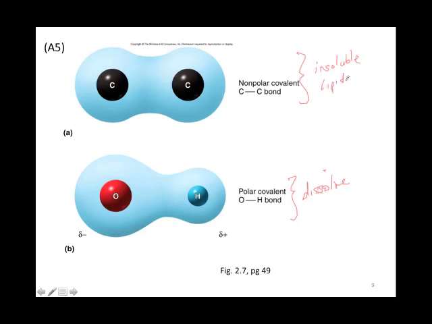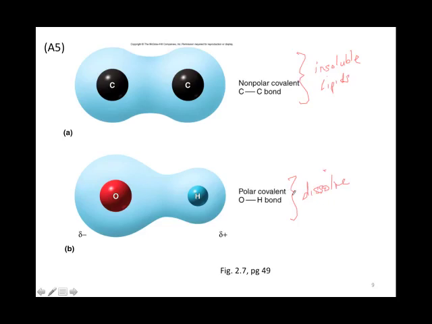Lipids, or fats, oils, are made of nonpolar covalent bonds. They will not dissolve in water. You can add oil to water. What does it do? It floats at the top. You can shake it up and form these little tiny drops, and eventually those fats will coalesce and go back to the top and form this big sheen, this big layer of fat on top. That's because of those nonpolar covalent bonds.